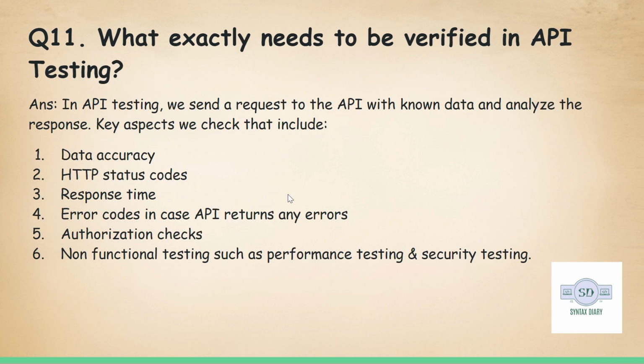What exactly needs to be verified in API testing? In API testing, we send a request to the API with known data and analyze the response. Key aspects we check include data accuracy, HTTP status codes, response time, error codes in case the API returns any errors, authorization checks, and non-functional testing such as performance testing and security testing.